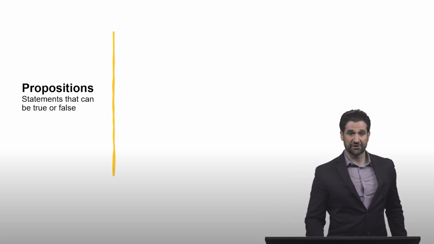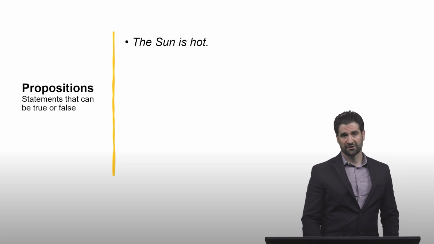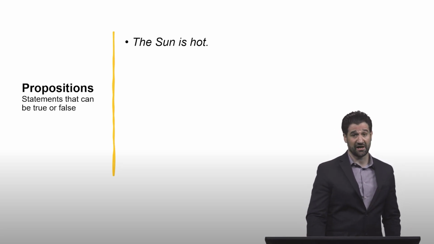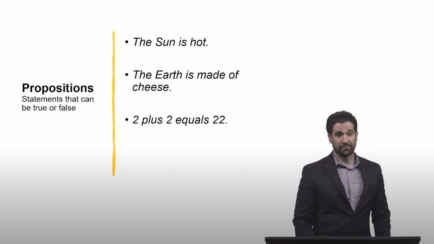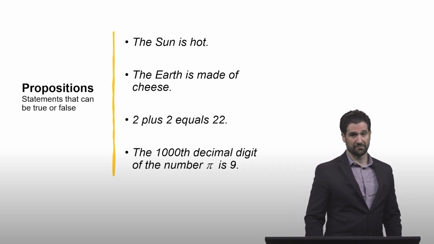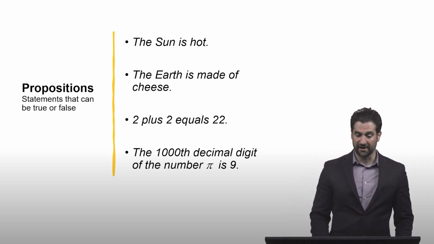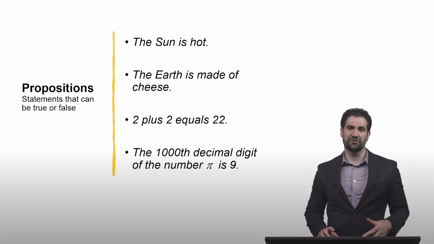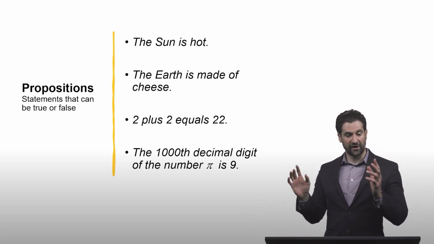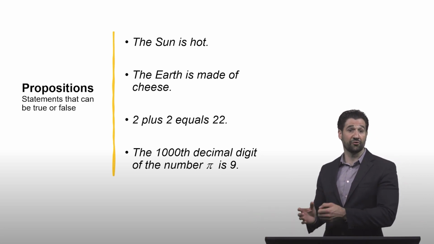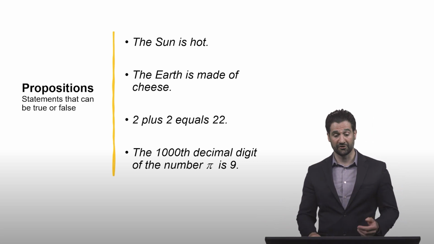First, a proposition is simply a statement that could be either true or false. Here are some examples. The sun is hot. The earth is made of cheese. 2 plus 2 equals 22. And the 1000th decimal place of the digit pi is 9. Whether any of these statements is true or false doesn't matter. It's that they can be either true or false, one or the other. Very straightforward. That's what a proposition is.